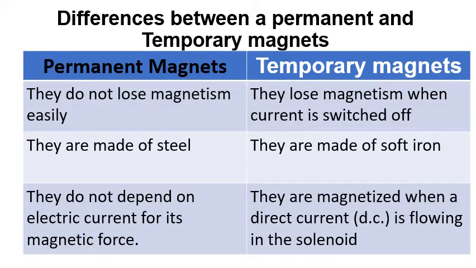Differences between a permanent magnet and a temporal magnet. 1. Permanent magnets do not lose magnetism easily. Temporal magnets lose magnetism when current is switched off. 2. Permanent magnets are made of steel.